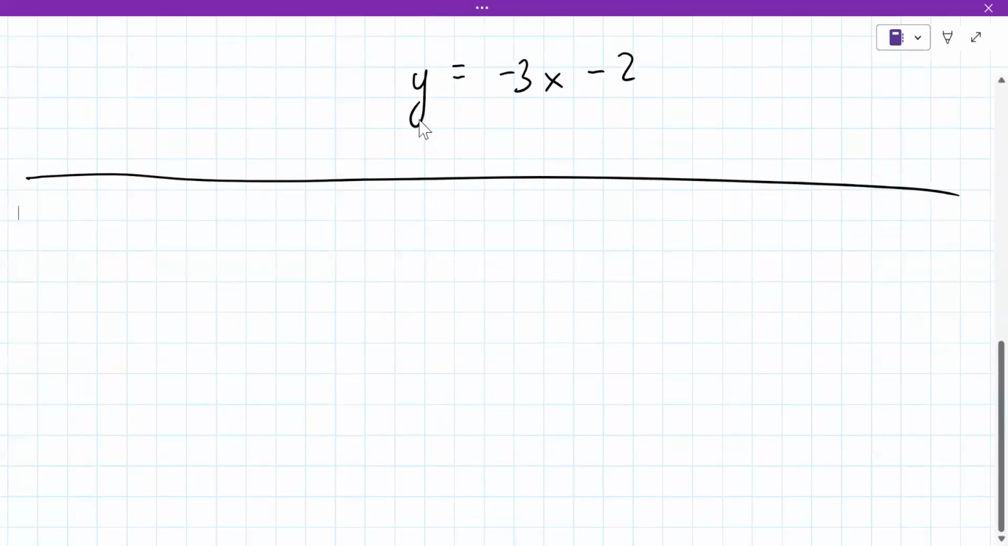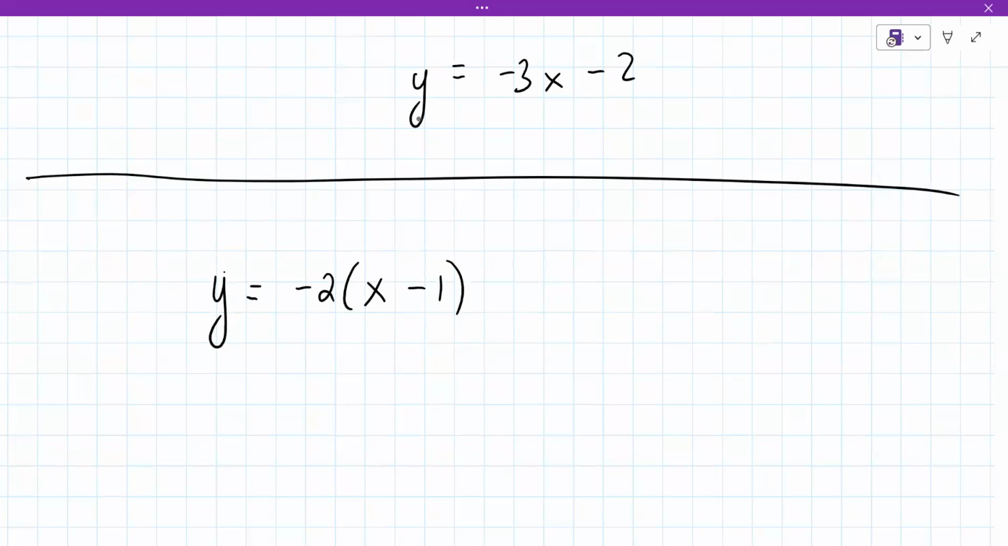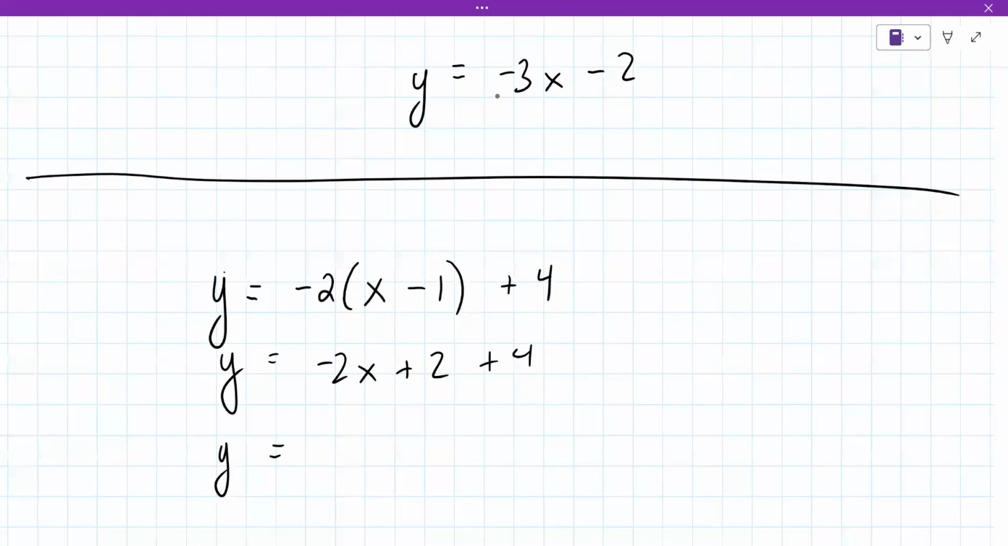So now let's do another one here. And this will be slightly different. So -2 times (x minus 1) plus 4. So let's start by distributing the -2 to both of these. What does that become? -2x and +2. Okay, it's plus 4. Then that would be +2x plus 2.